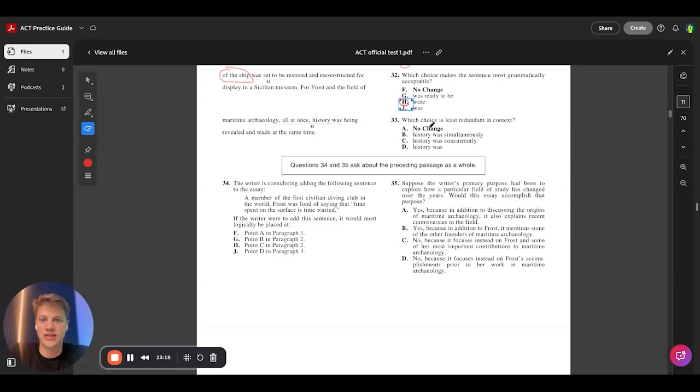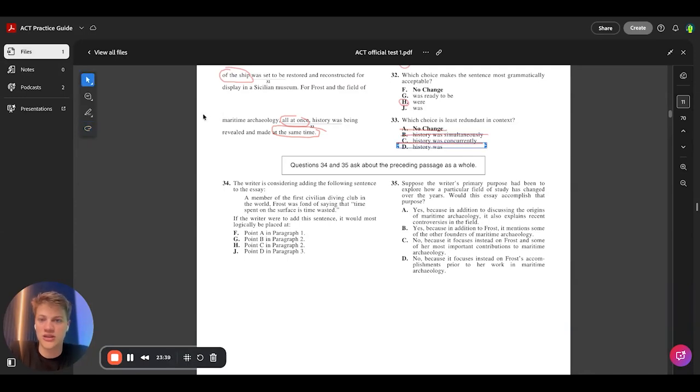Which choice is least redundant in context? Well, it's not no change, because "all at once" and "at the same time" basically mean the exact same thing. So that's redundant. "History was simultaneously revealed and made at the same time." That's redundant. "Simultaneously" and "at the same time" basically mean the same thing.